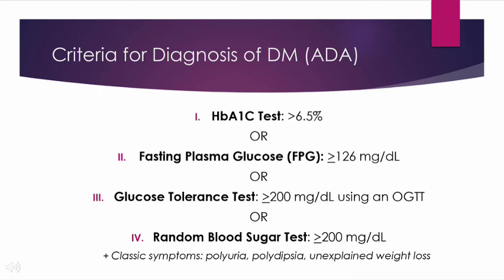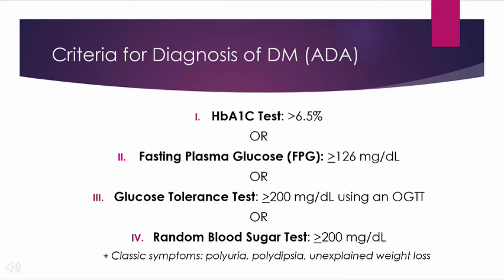Fourth, random blood sugar test. A value of 200 milligrams per deciliter or higher, along with symptoms, indicates diabetes. This test can be done at any time of the day, regardless of when the patient last ate. Its purpose is to quickly assess blood glucose levels, especially in patients who already have symptoms.